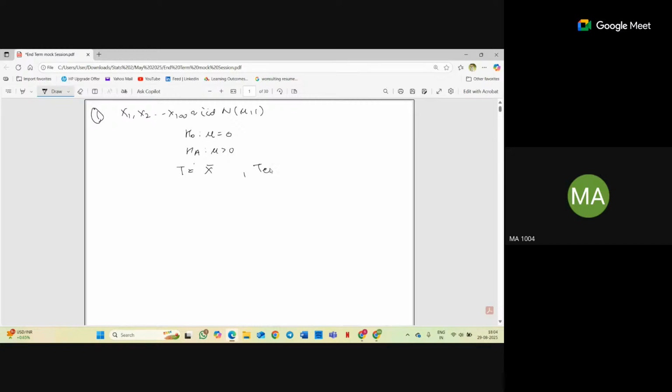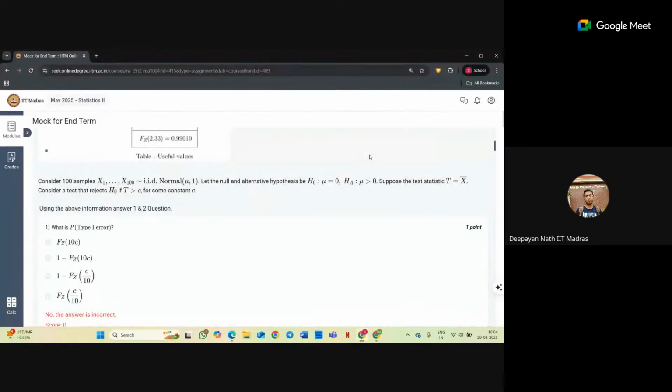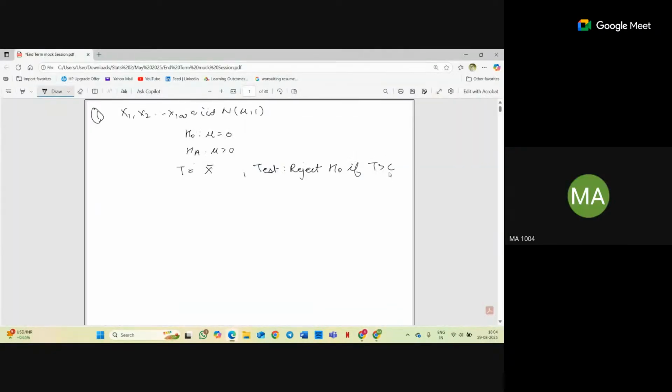And what is my test? I would be rejecting H naught if T is greater than c. This is my condition. Now first I need to find the probability of type 1 error, so I have to find alpha. This is the probability of rejecting H naught given mu equals 0, which means my H naught is true.